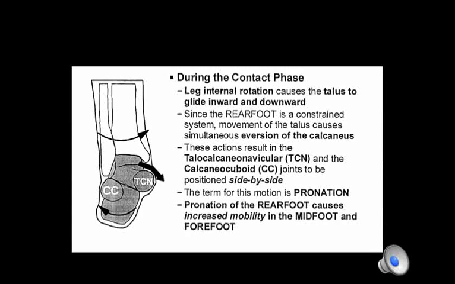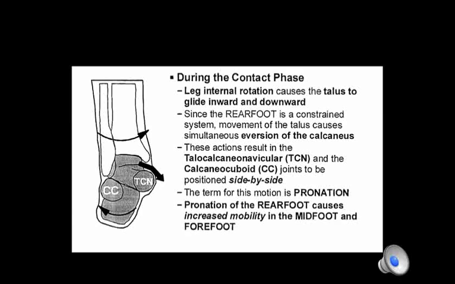Now, during the contact phase, at initial contact, the calcaneus is in inversion, and the internal rotation of the leg will cause the talus to glide inward and downward. And because the rear foot is constrained, the movement of the talus will cause simultaneous eversion of the calcaneus.